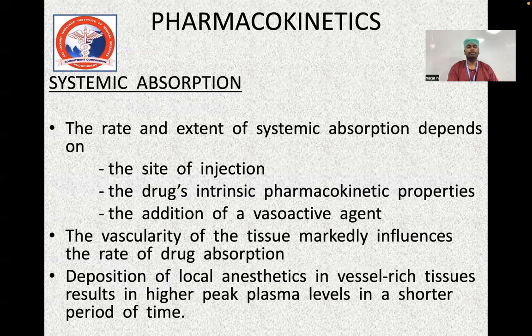Pharmacokinetics of local anesthetics. Systemic absorption: the rate and extent of systemic absorption depend upon the site of injection, the drug's intrinsic pharmacokinetic properties, and the addition of vasoactive agents. The vascularity of tissue markedly influences the rate of drug absorption. Deposition of local anesthetics in vessel-rich tissues results in higher peak plasma levels in a shorter period of time.